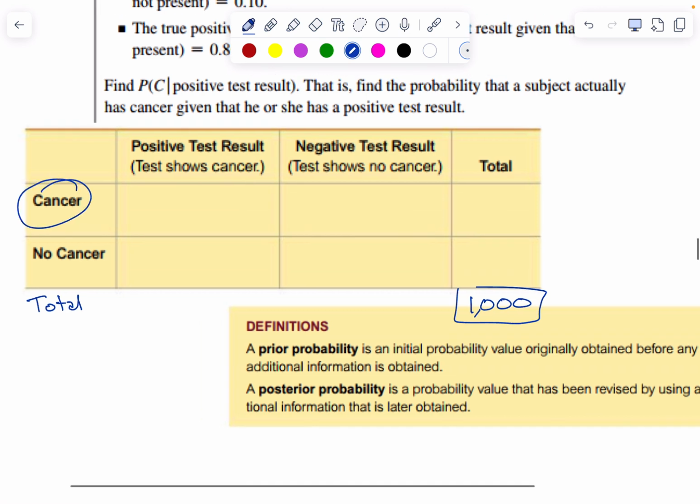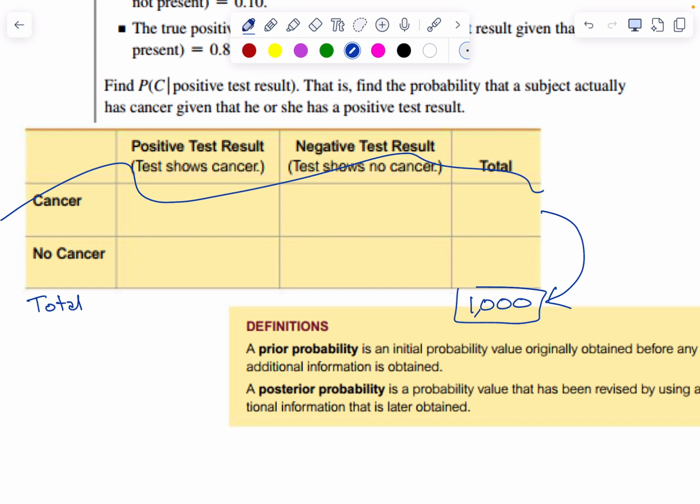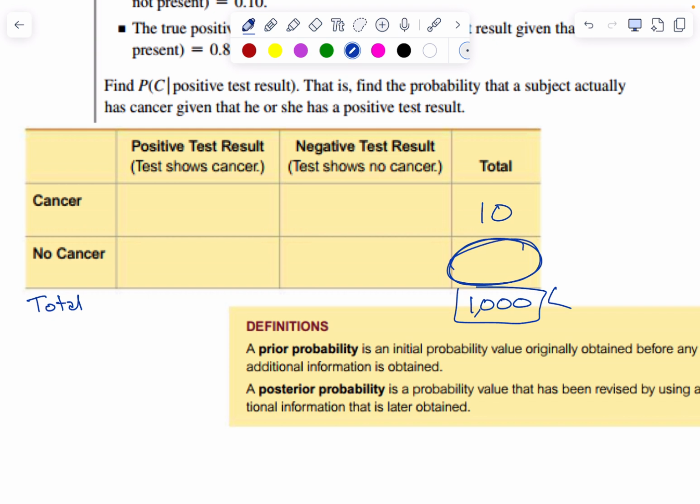All right, we know that 1% of those people have cancer. So the total number of people that have cancer is 1% of this number. What's 1% of 1,000? 10, right? 10 of those 1,000 people are going to end up with cancer. So I'm going to put that in the total row right here. 10. Now, how many people do not have cancer then? 990, right?